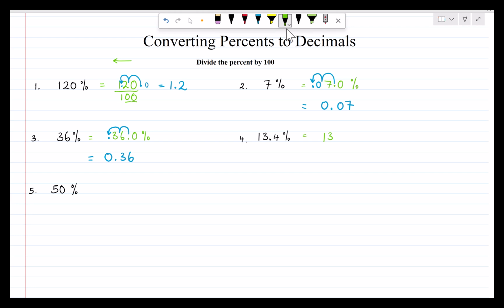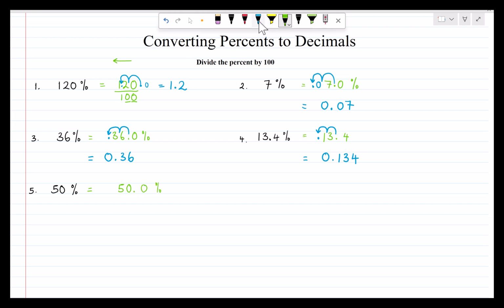Number 4, we have 13.4%. Already we have a decimal, hence there is no need for us to place a 0. We are simply going to move 2 places towards the left hand side, and that is 1, 2. And we have our decimal point right there, meaning that our final answer is equal to 0.134.